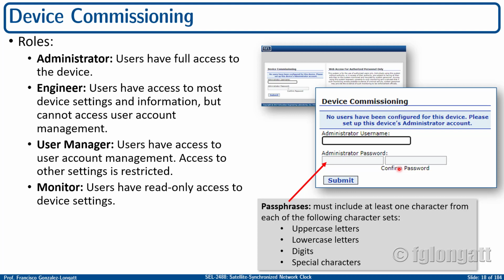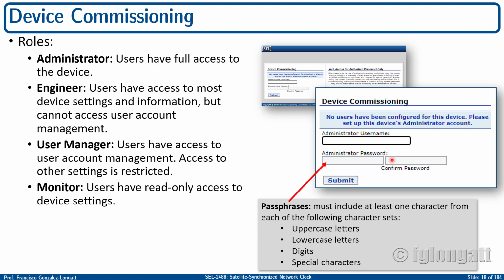Okay. Well, as I said before, the first step when we start commissioning this SEL 2488 is to establish and define an administrator account. The administrator account requires a username. You can use a username that you can remember easily, but then you will need a password. As you can see here, you will need the password and then confirm the password, and then you submit this, okay? Password is extremely important because for cybersecurity reasons, you want to have a strong password.